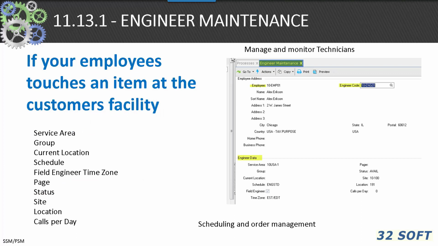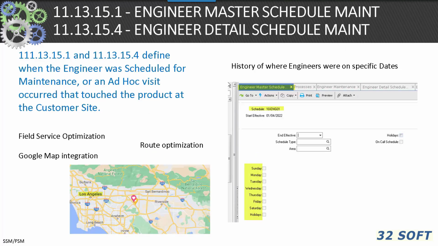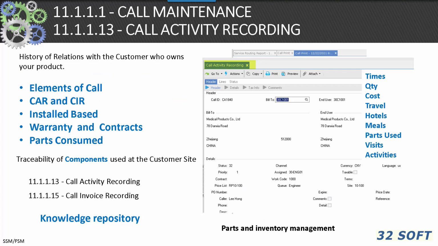The 11.3.1 engineering, if somebody touches your item at a customer's facility, you need to know who did that. And engineers must be employees before you do that. You can use 11.13.5.1 and 4 to know what the schedule of maintenance was, record any ad hoc visits that might have taken place. It's got Google Map integration, route optimization, good functionality in there.